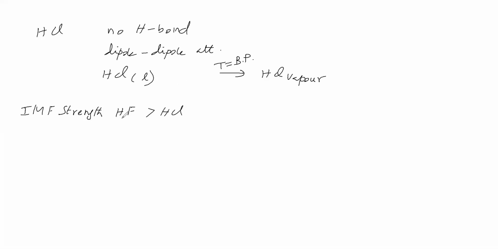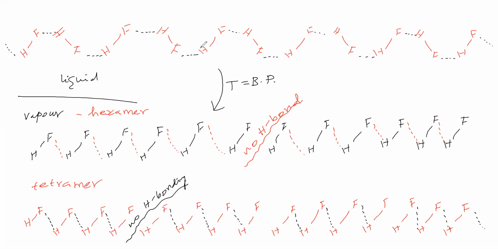Hydrogen bond strength is greater than dipole-dipole attraction. Therefore, here the intermolecular force of attraction is dipole-dipole attraction, which is lesser in strength. Therefore, the boiling point is low. In HF, the intermolecular force is hydrogen bond, whose strength is high. Therefore, we have to provide a higher temperature. So here the boiling point is high. Okay. So the boiling point of HF is greater than that of HCl.